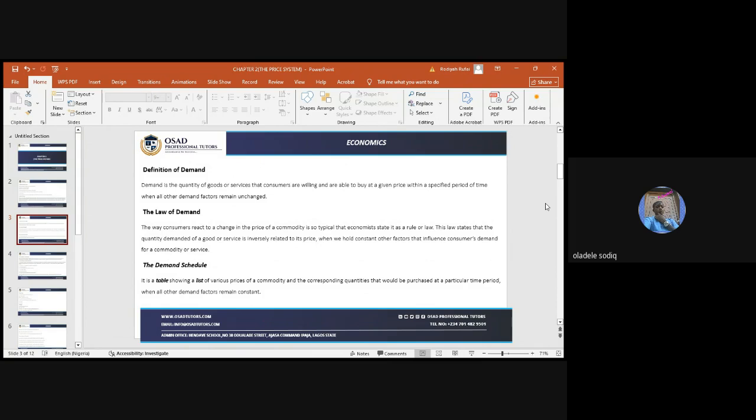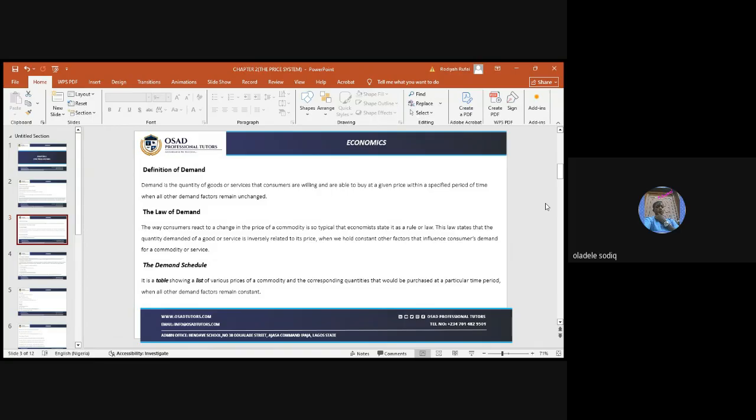So in summary, the law of demand states that the price of a commodity is what determines the quantity that you will be willing to buy or pay for. In summary, the higher the price of a commodity, the lower the quantity that a consumer will be willing to buy. But the lower the price, the higher the quantity that a consumer will be willing to buy. So that is the law of demand.